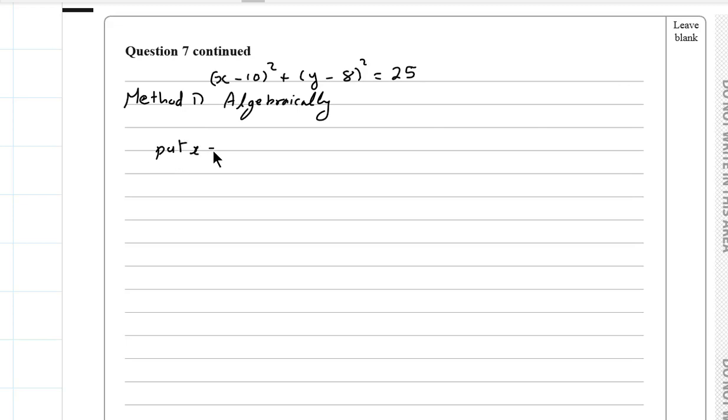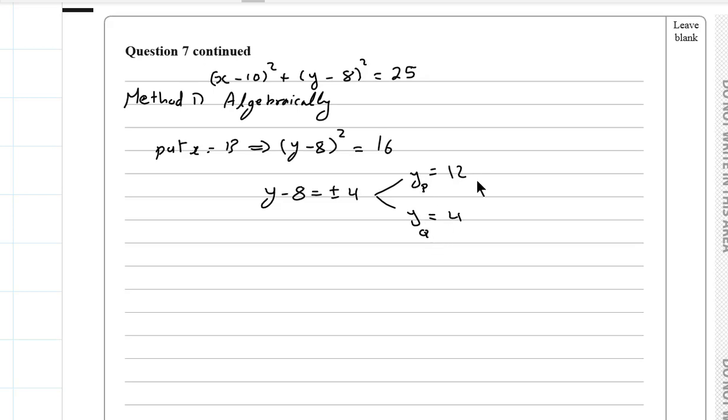In method 1, we can put x equal 13, right? And then substitute. It will be 13 minus 10, 3 power 2 will be 9. Okay, and so that y minus 8 all squared will be 25 minus 9, which is 16. So we can get y minus 8 equals positive or negative 4, which means either y equals 8 plus 4, which is 12, or y equals 8 minus 4, which is 4. And if you remember the figure, the upper point is P and the lower point is Q.